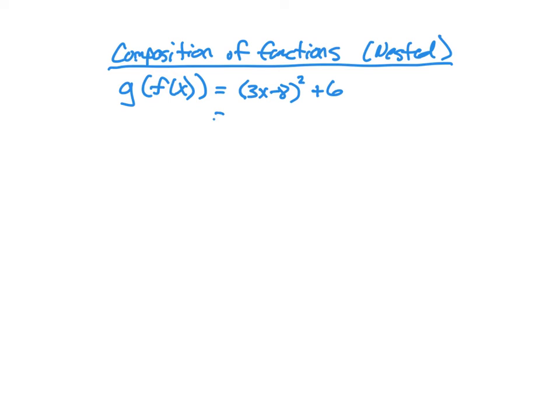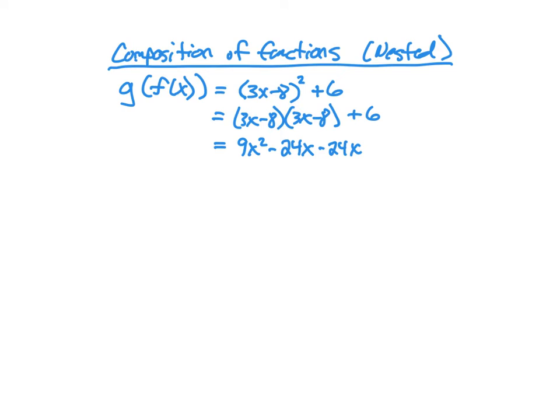Okay, so now I've got to square 3x minus 8 and then add 6 to it. So I get 3x minus 8 times 3x minus 8. We've still got our plus 6 out here. I go ahead and do my FOIL or polynomial multiplication. So 3x times 3x gives me 9x squared. 3x times negative 8 gives me negative 24x. Negative 8 times 3x gives me negative 24x.